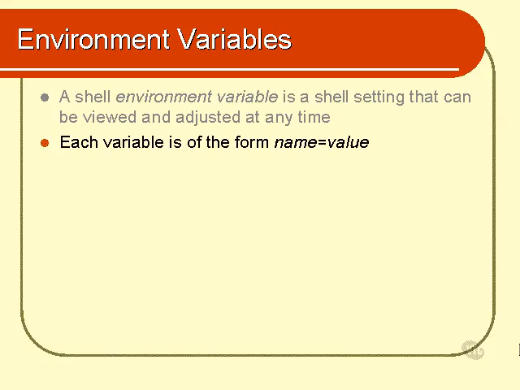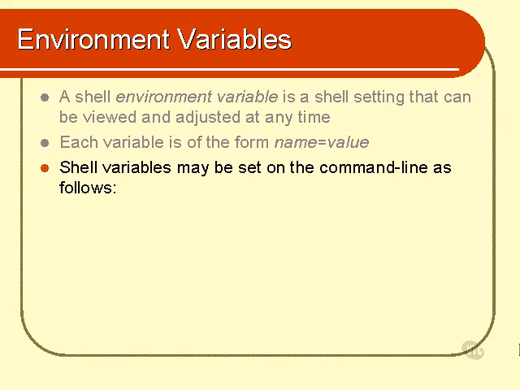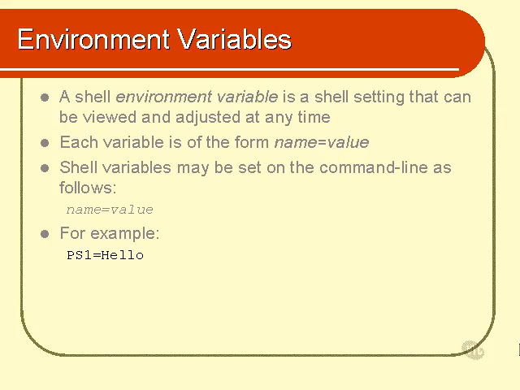In fact, that's actually the way that we go about creating or assigning shell variables. You do it on the shell command line, and you do it as follows. You simply type in the name of the variable, followed by an equal sign, followed by the value that you want the variable to have. Now, what does that look like? Well, you could type in the following, exactly verbatim. You could type in ps1 equals hello. And that would set the value of hello into the variable called ps1.